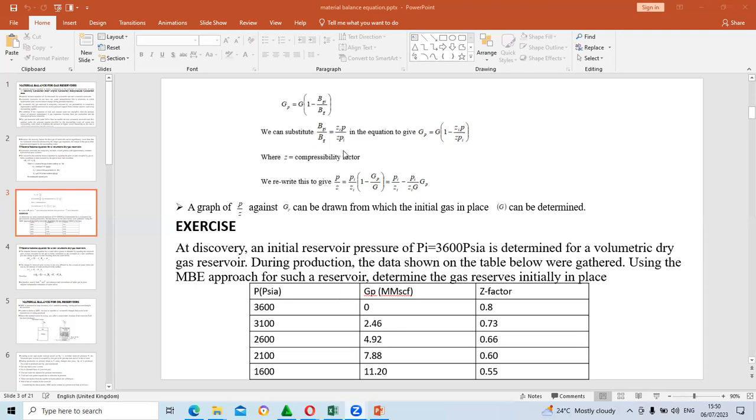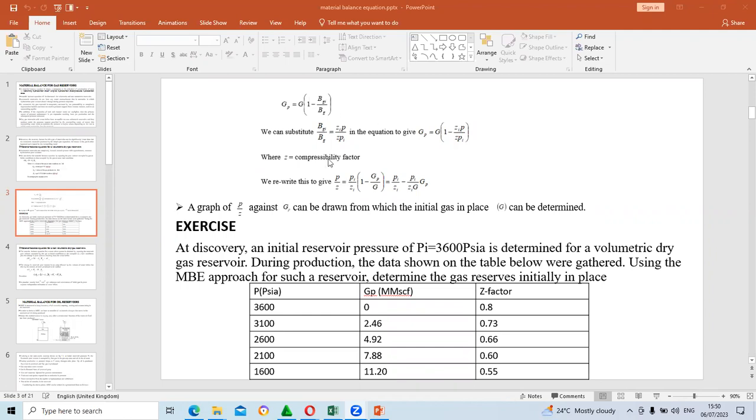So the compressibility factor is just telling us how the gas at reservoir condition has deviated from the ideal case. If they are talking about a compressibility factor of, let's say, 0.9, it means that the behavior of the gas is closer to standard condition, closer to the ideal case. But if they are talking of 0.6, it means that they are too far apart. That means the behavior is very far away.